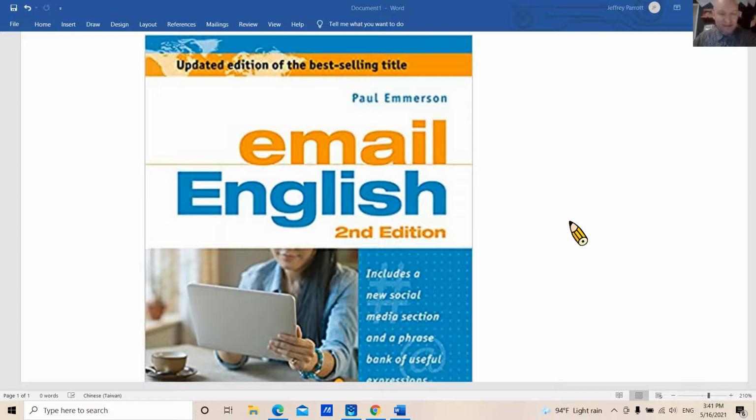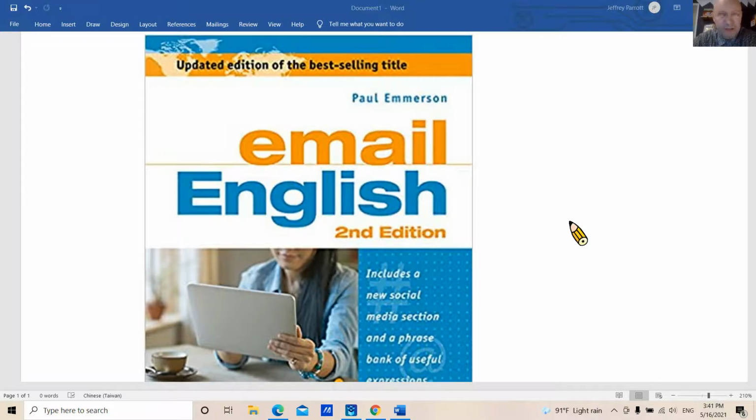This class is called Email English, and it's also about journal writing. So it's actually related to business writing in English, and I also have a free writing component to the class. Basically, students have some structured writing that they can follow. There are actually exercises in the book, this Email English book here, that are very useful, extremely helpful.